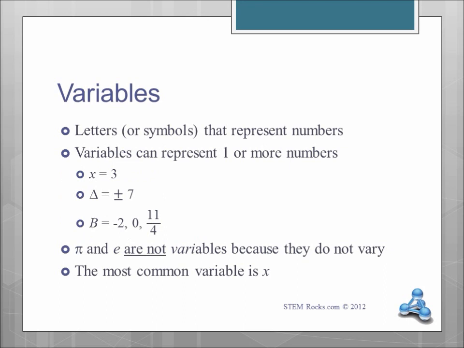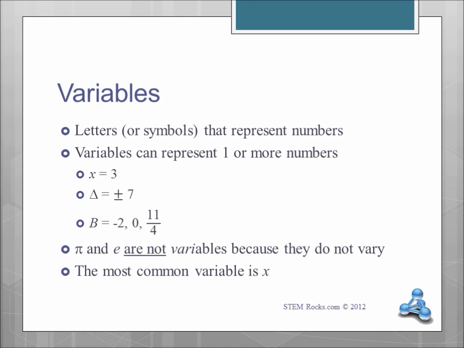The next section is variables. Variables are simply letters or symbols that represent numbers. They can represent one or more numbers. For example, x equals 3. Delta equals negative 7 and positive 7. B equals negative 2, 0, and 11 over 4.